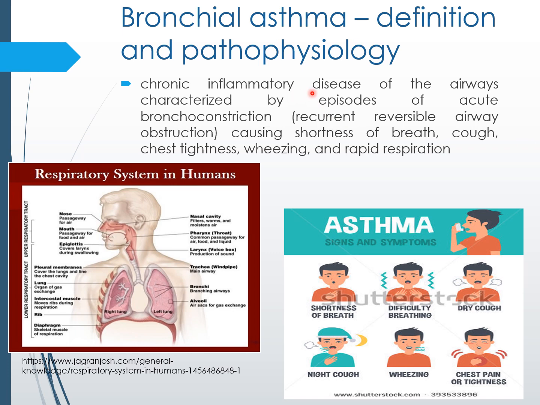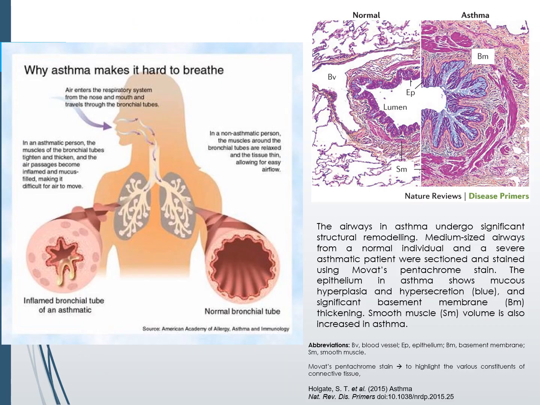Okay, just a brief review about asthma, or the definition of asthma. Asthma is a chronic inflammatory disease of the airways. It is characterized by episodes of acute bronchoconstriction or recurrent reversible airway obstruction. It's often associated with these signs and symptoms: shortness of breath, cough, chest tightness, and wheezing.